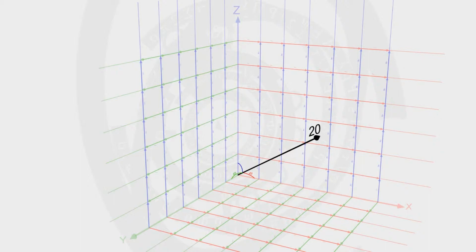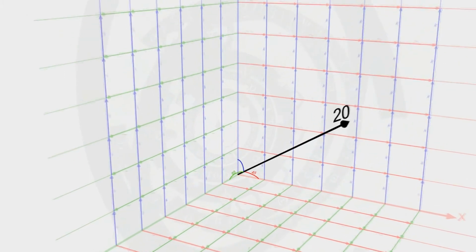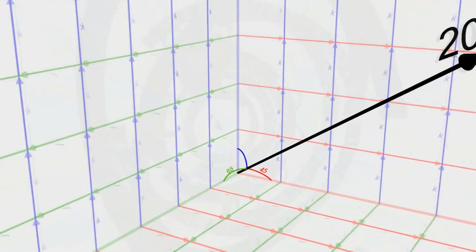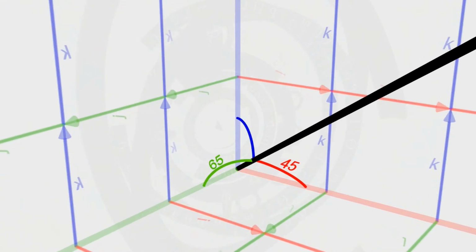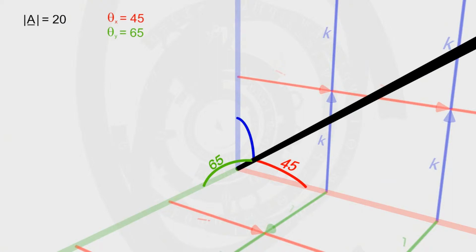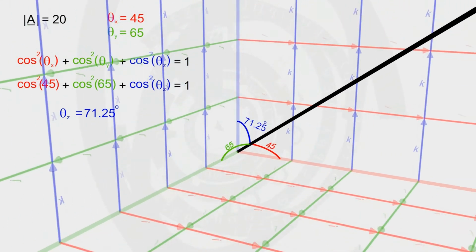Let's now work out this vector. Notice that only two of the three angles are given to us. So before we start, we need to discover the third angle. The third blue angle can be found based on the trigonometric identity. Now we can project this vector into the three coordinate axes.